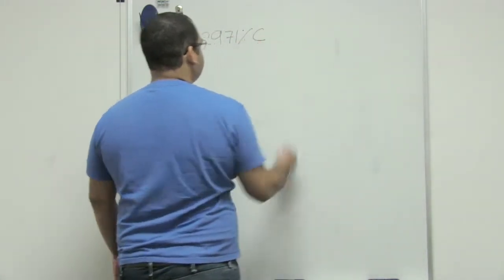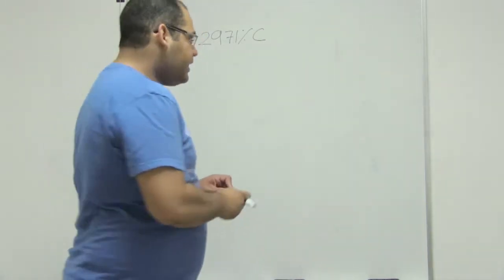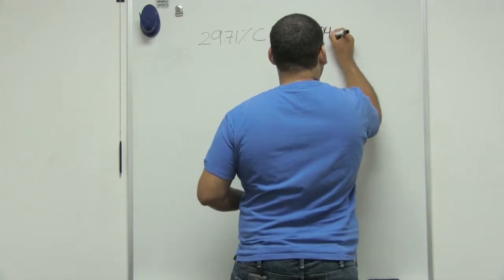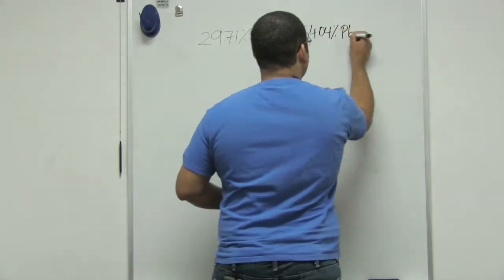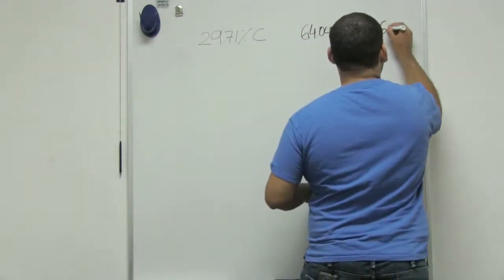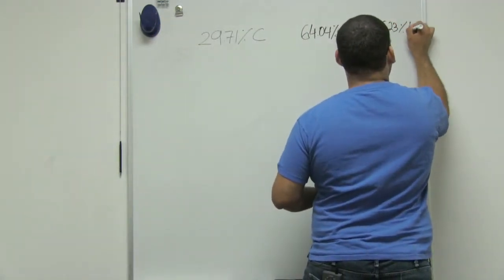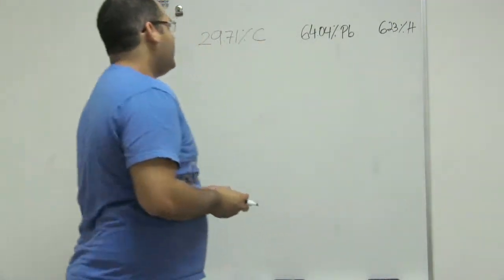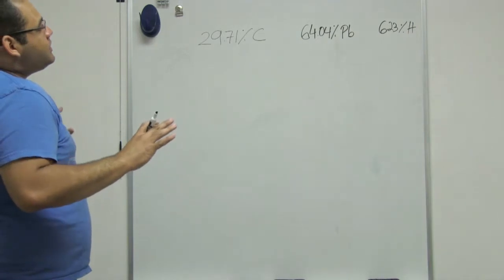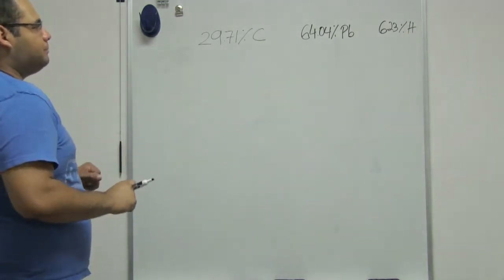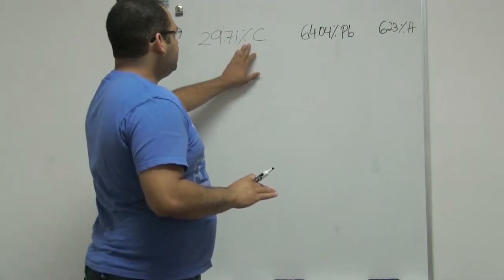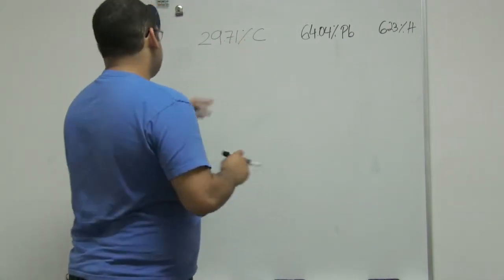So in my example, I have 29.71% of carbon, 64.04% lead, and 6.23% of hydrogen. Okay, so I need to figure out what the question says: tell me what is the empirical formula. So first of all, I will forget the percent and I will place grams instead of percent.